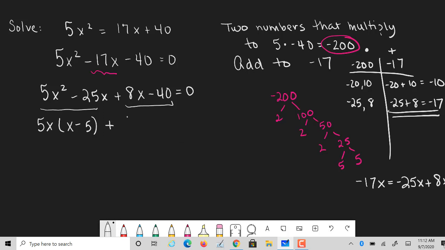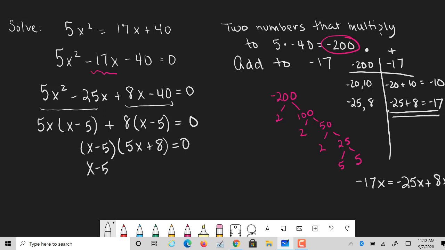For the second group, I can factor out an 8, and then I have x minus 5. Factor x minus 5 to the front. The second term is going to be 5x plus 8. Set each of those equal to 0, and you get x equals 5 and x equals negative 8/5.